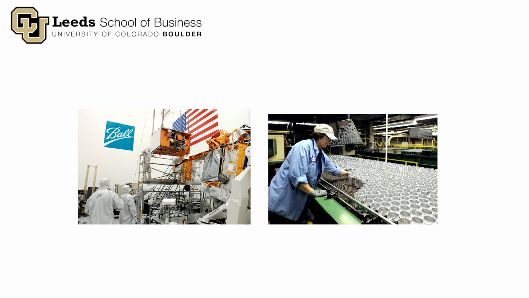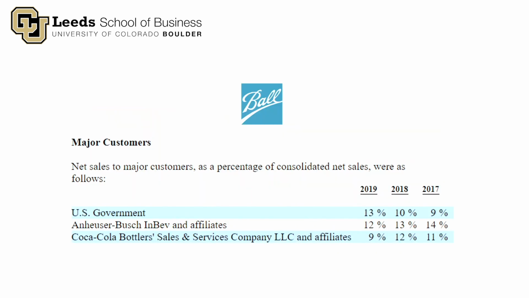And the company we're going to look at is Ball, which is a Colorado area company. And Ball has kind of two divisions, okay? So they do spacecraft, and they also do canning and bottling. So Ball has two divisions. And here's Ball's disclosure with regard to customer concentration.